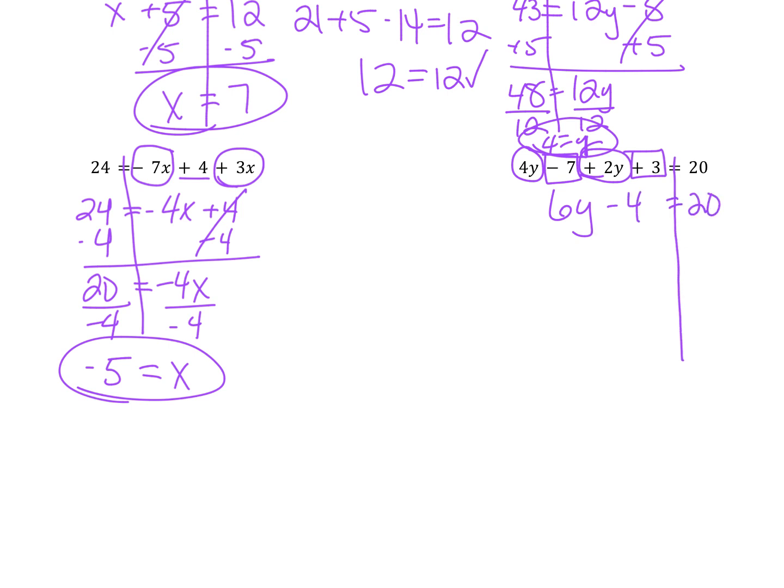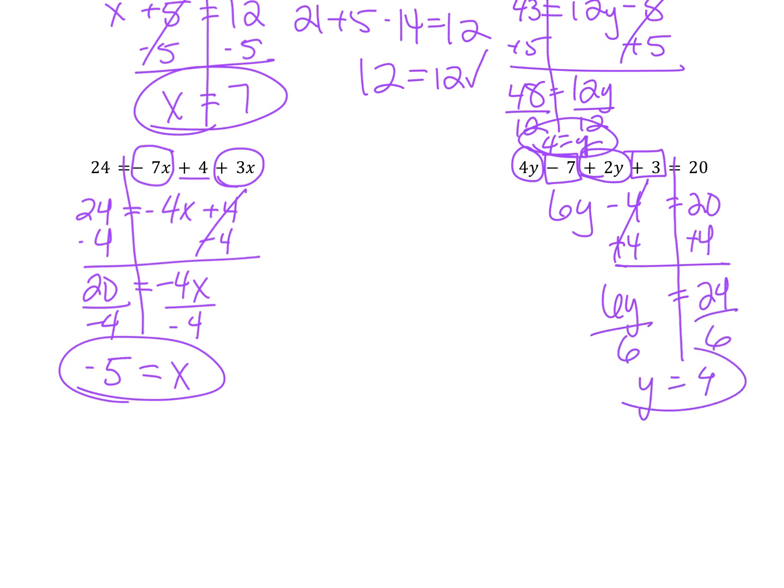From here, it's just a two-step equation. So next step we're going to do is to add 4 to both sides. Those 4's cancel out. We're left with 6y. On the right, 20 plus 4 is 24. Last step then is to divide by 6 on both sides. We get our final answer of 4.